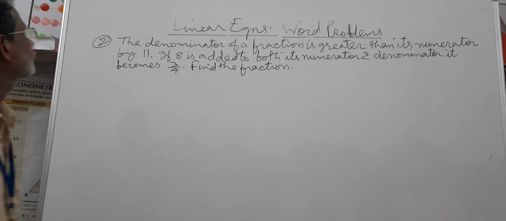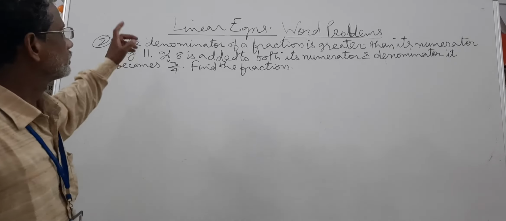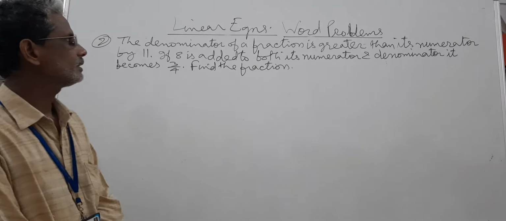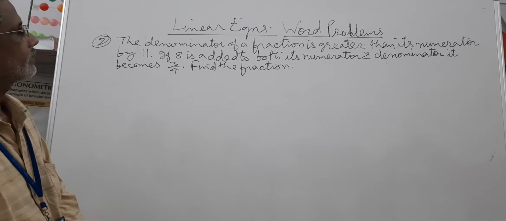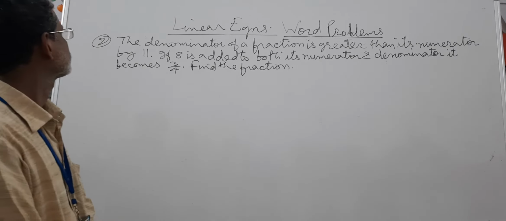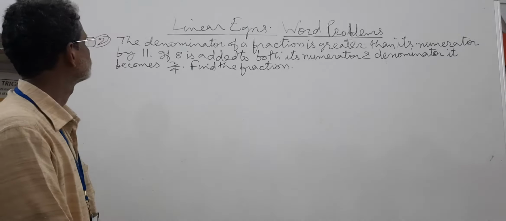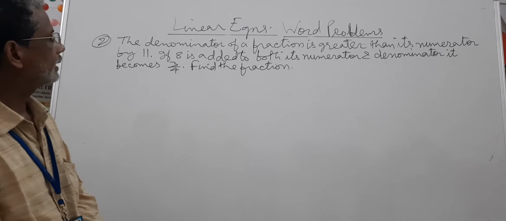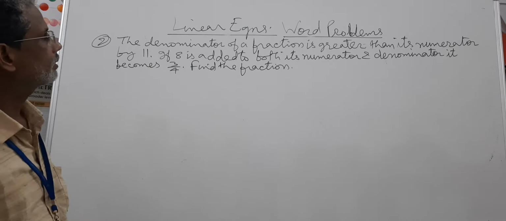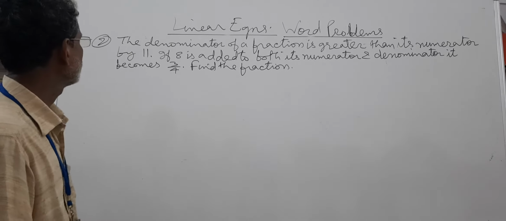Take another example of linear equation. Word problem. The denominator of a fraction is greater than its numerator by 11. If 8 is added to both its numerator and denominator, it becomes 3 by 4. Find the fraction.